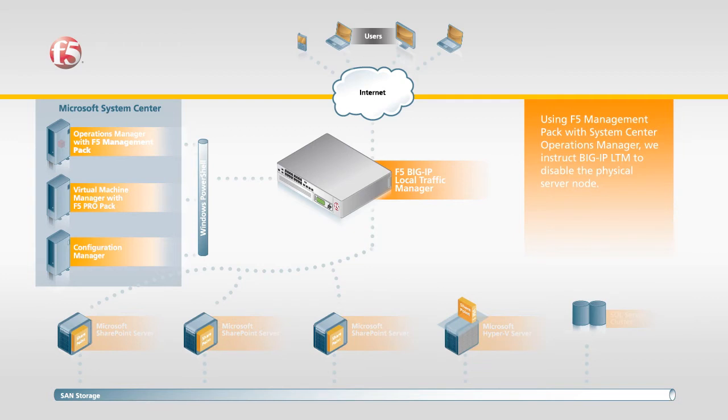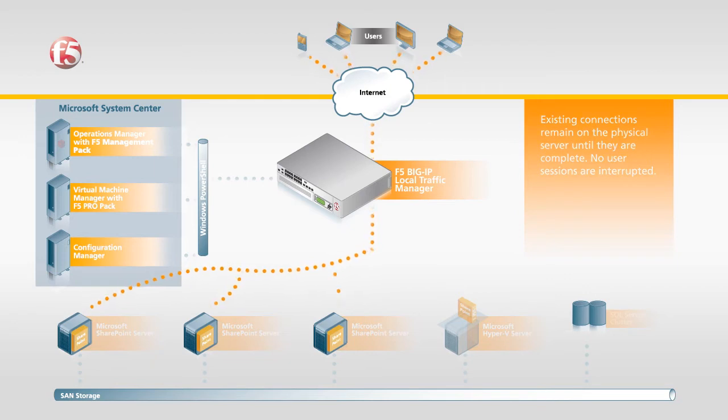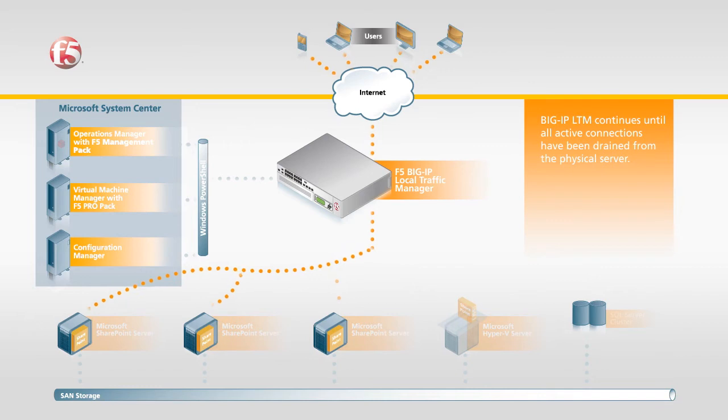Now, using F5 Management Pack with System Center Operations Manager, we instruct Big IP LTM to disable the physical server node. This begins a process called connection draining. Big IP LTM stops sending new connections to the physical server. Existing connections remain on the physical server until they are complete, ensuring that no user sessions are interrupted during the migration. Big IP LTM monitors the connection draining process until all active network connections have ended.